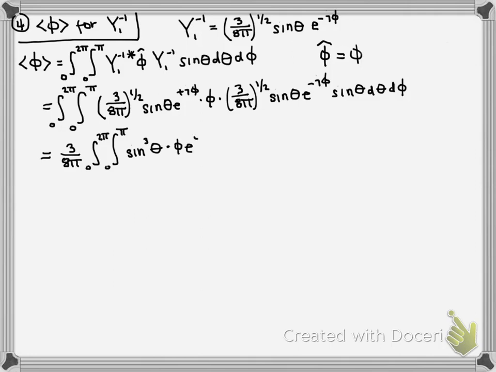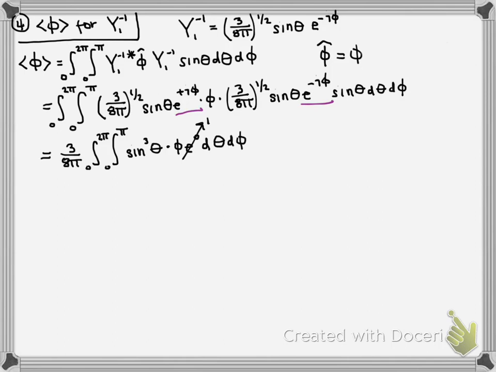And then we have phi, e to the 0, because we have e to the positive i phi times e to the minus i phi. When we add the exponential terms together, right, so we're multiplying these exponential functions together, which is really the same as adding the exponent part. Since they have the same base, we're going to get e to the 0, and e to the 0 is 1. So we can ignore that, d theta, d phi.